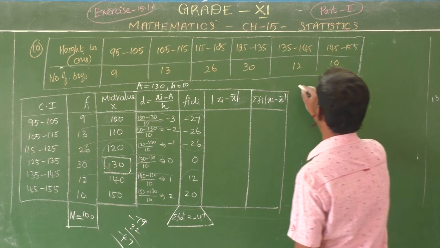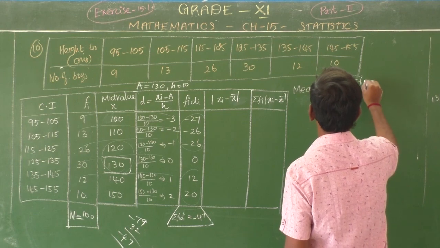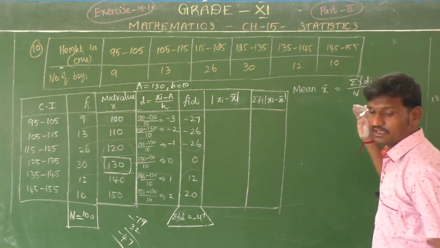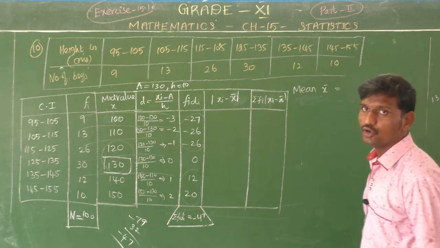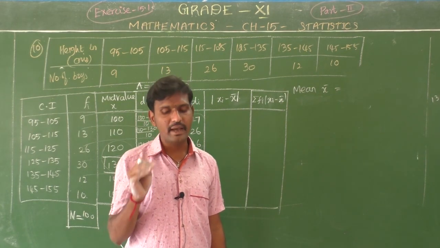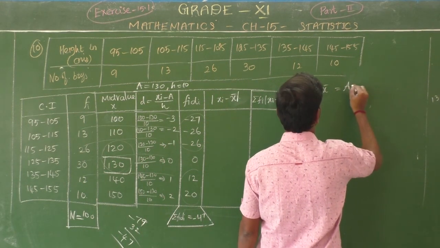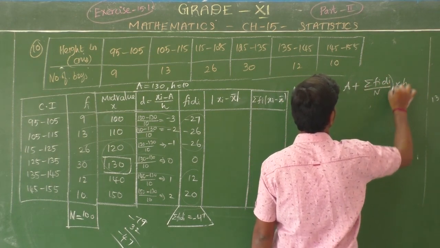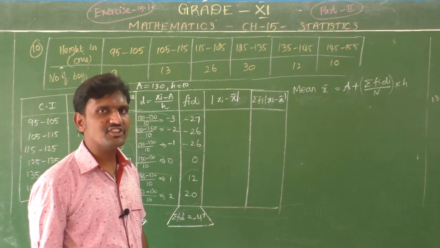So minus 47 is the value of summation fi di. First I am going to find the mean x bar, which is equal to summation fi di by n. Oh sorry, that is the direct method, but this is the step deviation method. Do you know that formula? x bar equals a plus summation fi di by n into h. You prepared it in your 10th syllabus. N is the summation fi only.